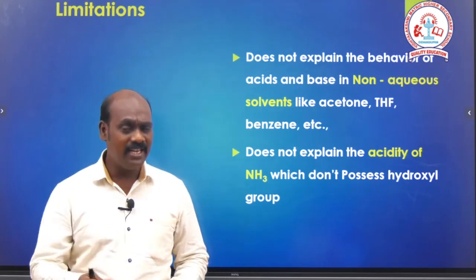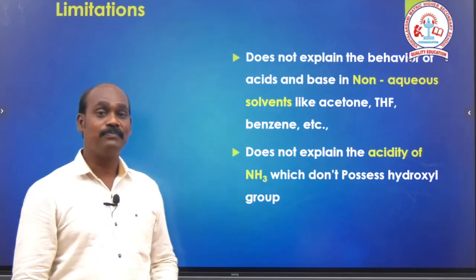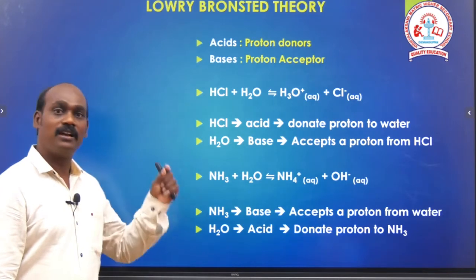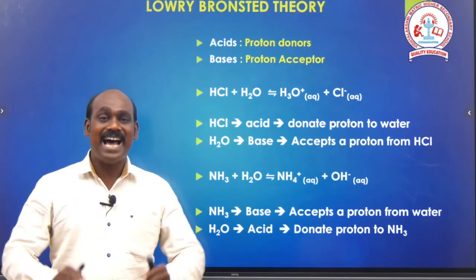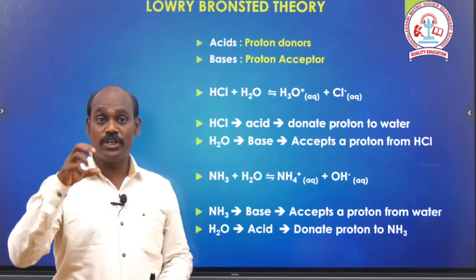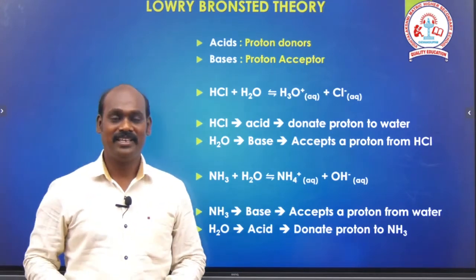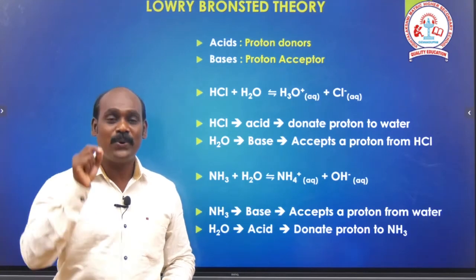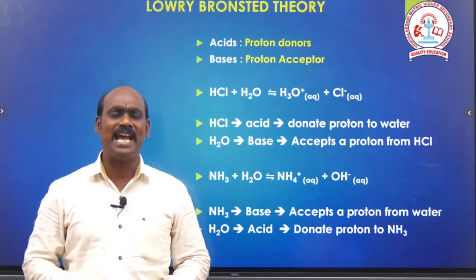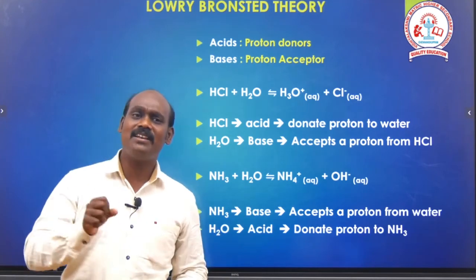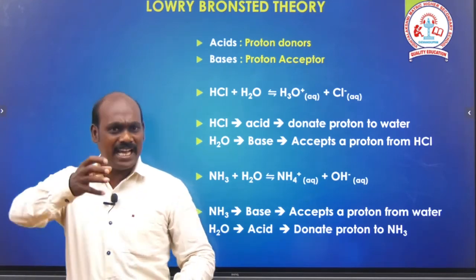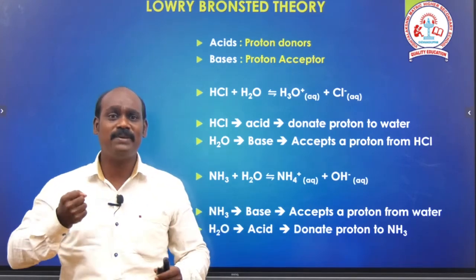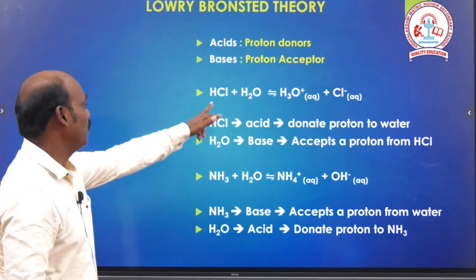So we need a new concept. That is the Lowry-Brønsted theory. According to Lowry-Brønsted theory, acids are the substances which give protons. Here we cannot use water. Proton donors are called acids. What about bases? Bases are nothing but proton acceptors, which accept the proton. So acids give protons, bases accept protons. So, let us assume hydrochloric acid.